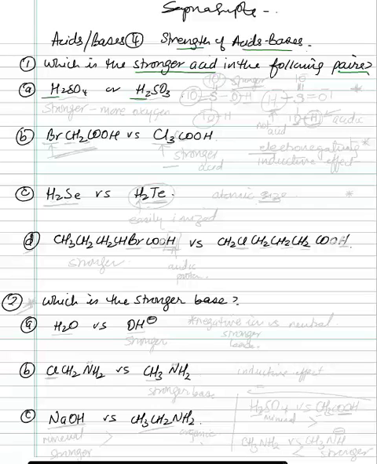Without doing detailed work, you can see that H2SO4 is going to be stronger. Why? Because, yes, it has more oxygen. More oxygen means more electronegativity. More electronegativity means that you will have weaker bonds. Let me go ahead and draw the structure out for you so you can see what it means.